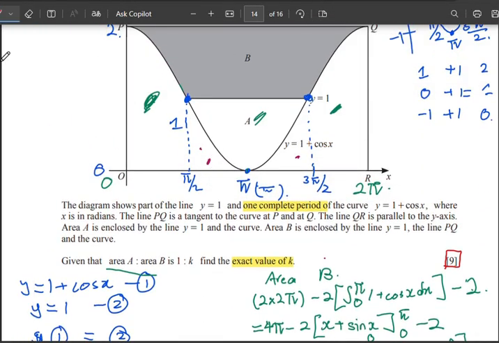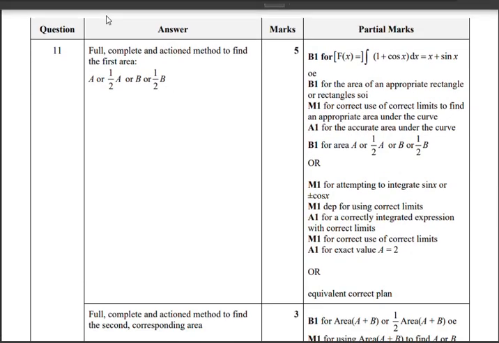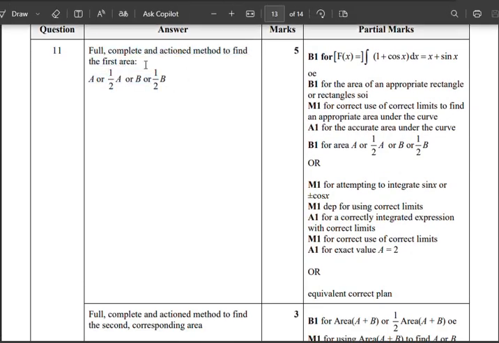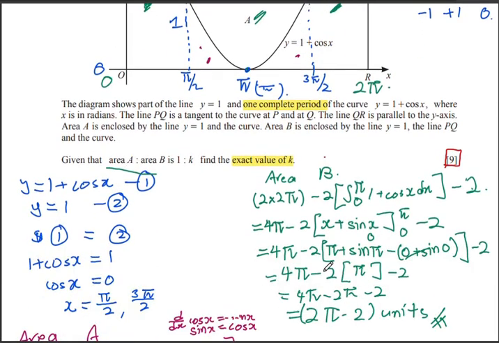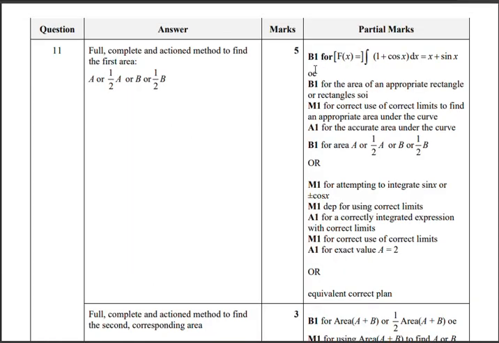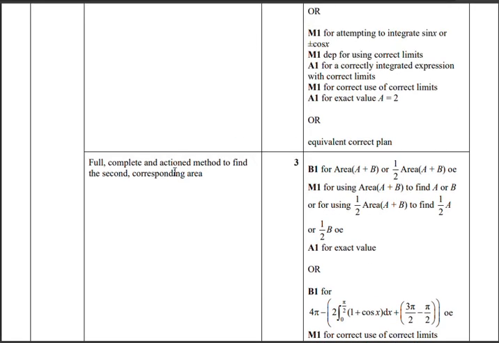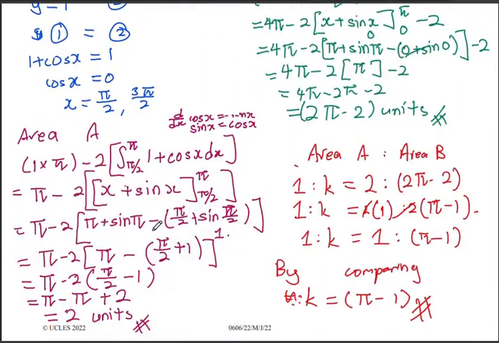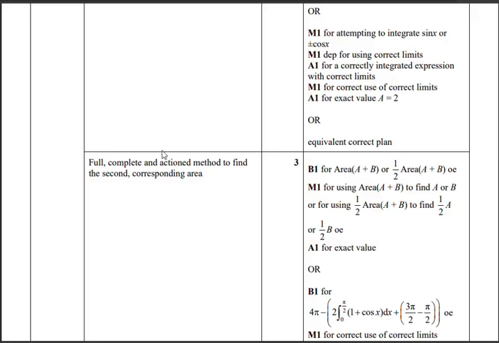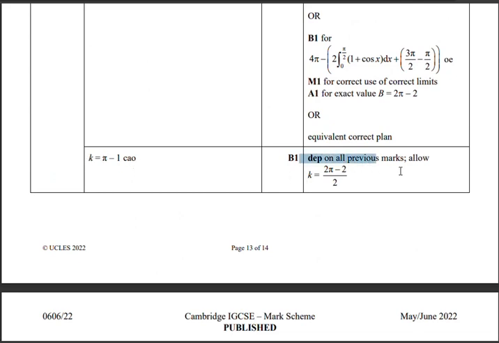So I'm going to open the mark scheme. Yep, alright. So it says full, complete the method to find the first area, A or 1 over 2A or B or 1 over 2B. So I straight away found A and B, which is good. I got 5 marks from that already. Okay. So you guys can read through it if you like to. And then it says full, complete a method to find the second corresponding area. So it means that find A and then find B. So I found A and then I found B. Then it says k equals pi minus 1, and all the previous marks allowed. So yeah, it allows unsimplified, but what I do, I just simplify it.